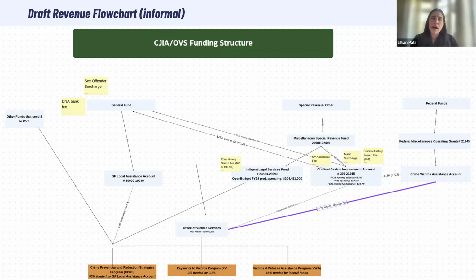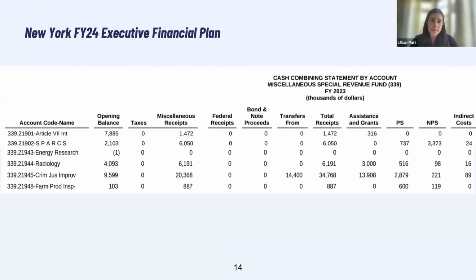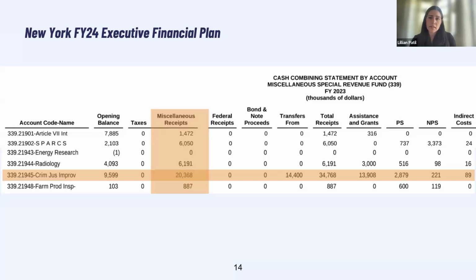And with that, I went back and researched all my budget documents. What I ended up finding, at the back of New York's budget book, which is called their Executive Financial Plan, was a list of all special funds, and I found a line for the Criminal Justice Improvement Fund. It provided a whole host of very important information about that fund, which helped me further hone in on and tell the story of the revenue path, particularly this column here, which shows miscellaneous receipts.